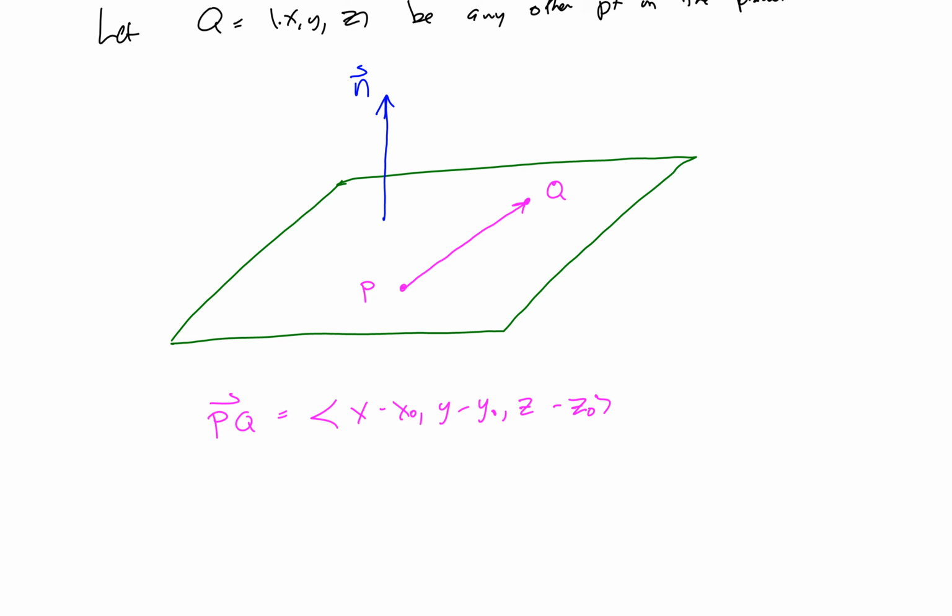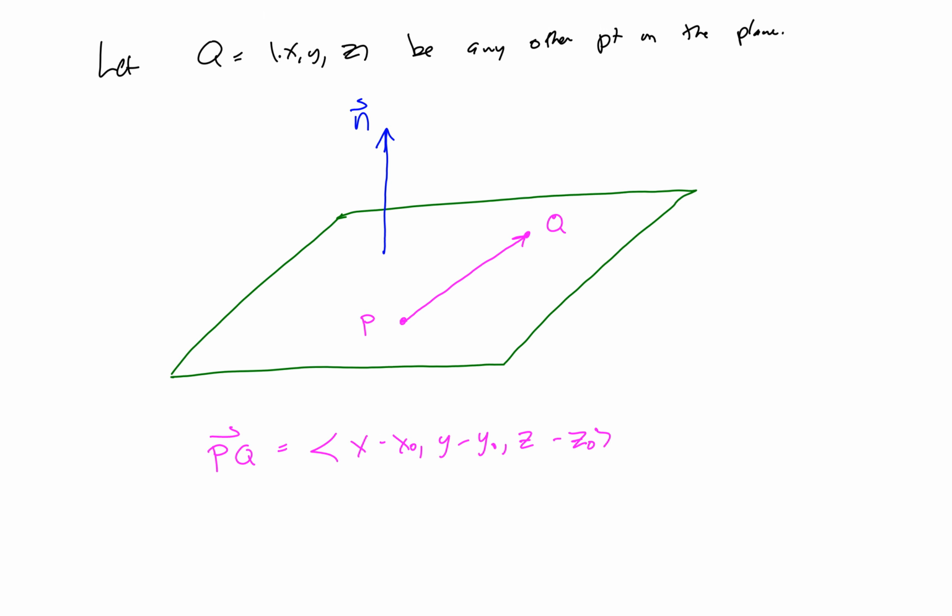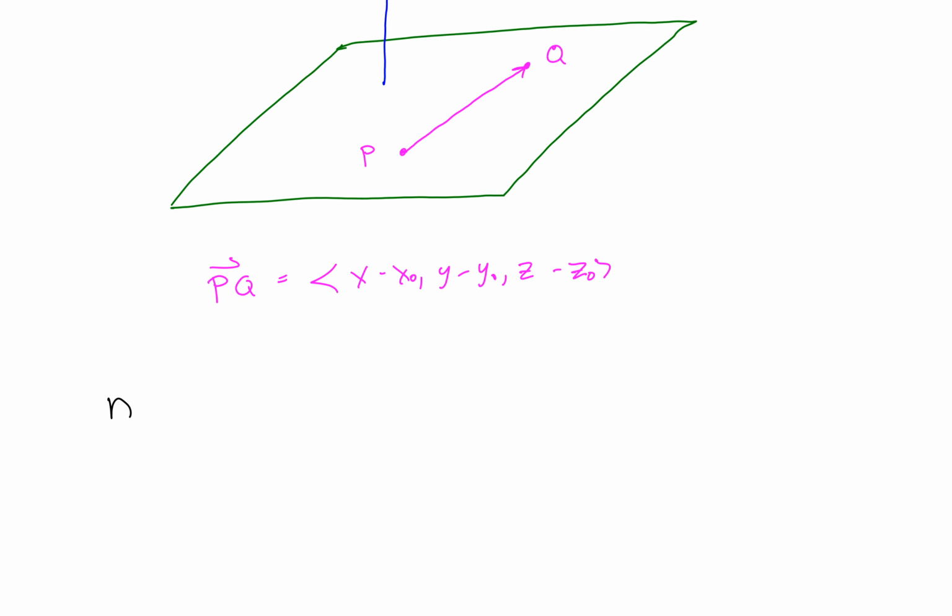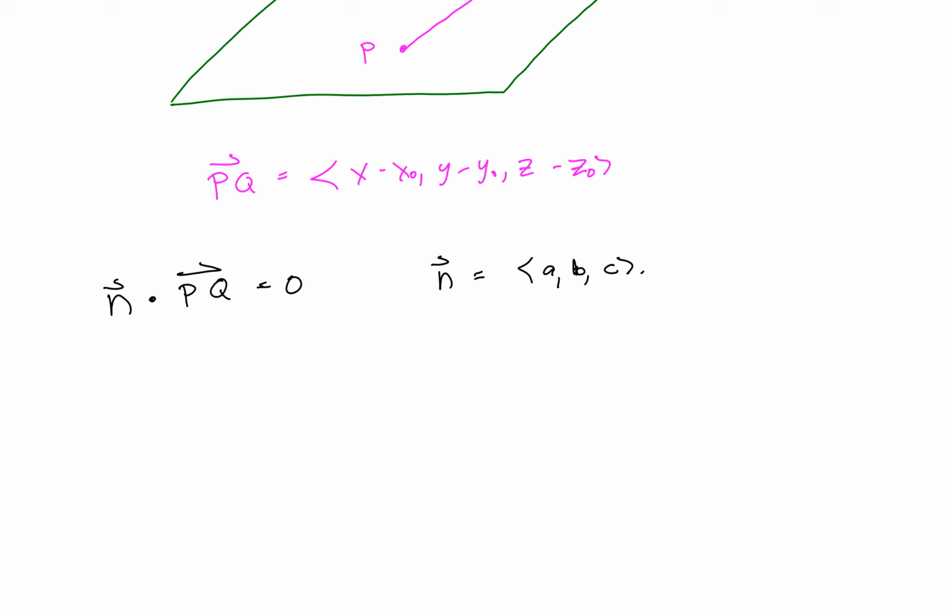And so now since n is a vector normal to the plane and PQ is a vector in the plane, we know that those have to be orthogonal to each other, so their dot product has to be 0. So if we give n coordinates here, say the normal vector here is ABC, then this equation here describes the plane because it's saying any point on the plane has to satisfy this equation.